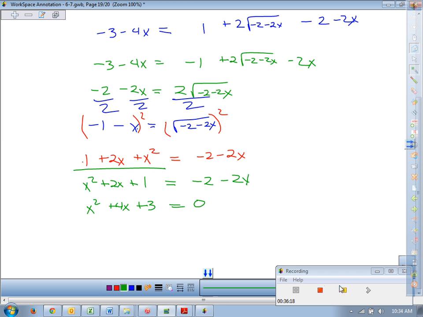Does this factor? What two numbers would you choose? Two numbers that multiply together to be 3, add together to be 4, 1 and 3, right? So x plus 1 and x plus 3 equals 0. X could equal a -1 or a -3. Check time. Check them both. I'll let you do that. Maybe they work. Maybe they don't work.